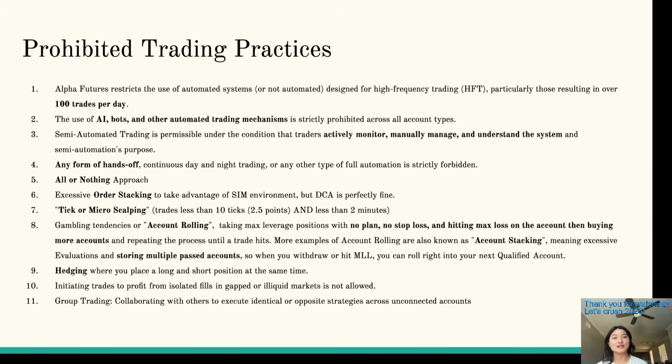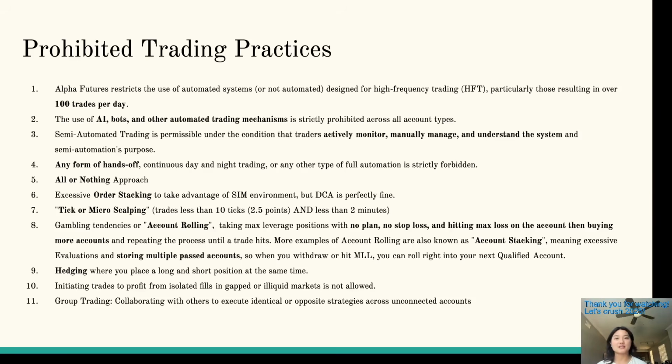Number 9 is going to be hedging. So every firm pretty much does this. I believe the only firm that allows it on evaluations is Apex. But as far as Alpha Futures go, for both the evaluation phase and your qualified funded accounts, it is where you place a long or short position at the same time, and that is not allowed with them. Number 10 is initiating trades to profit from isolated fills in gapped or illiquid markets is not allowed. And then finally, number 11, group trading. So collaborating with others to execute identical or opposite strategies across unconnected accounts is also not allowed. So these are the main 11 things you should know as far as the prohibited trading practices with Alpha Futures.